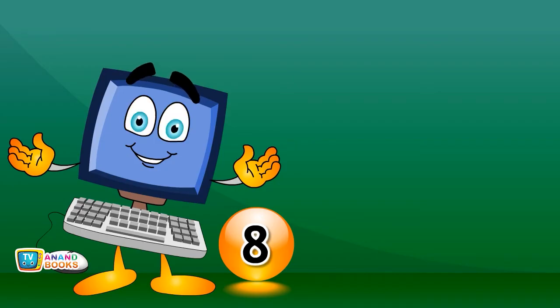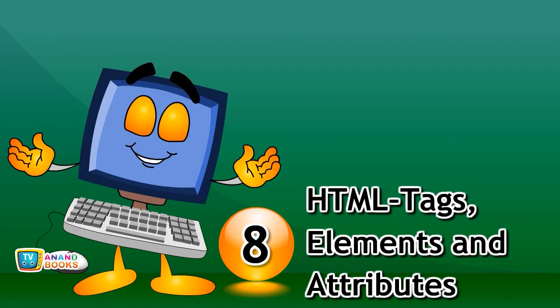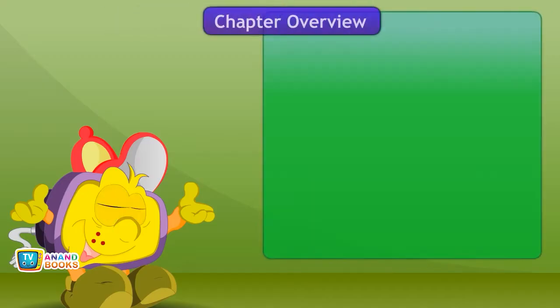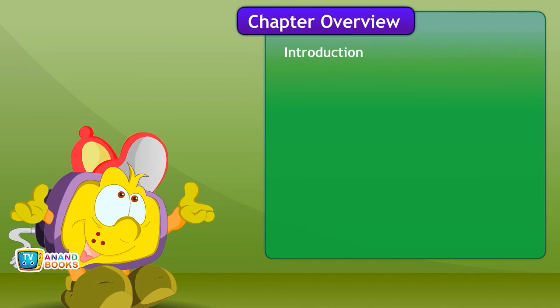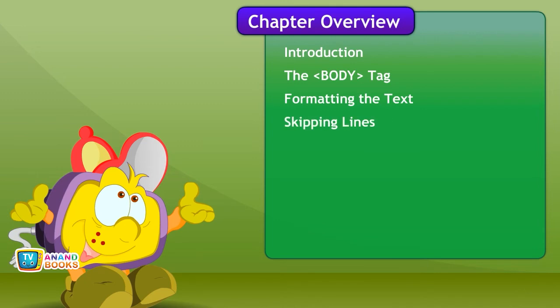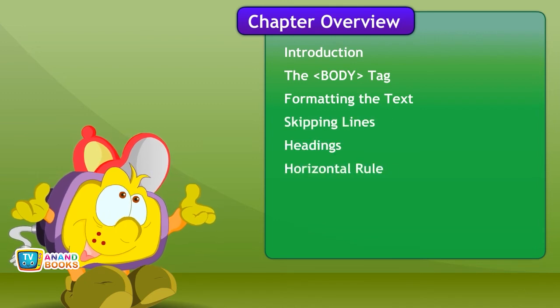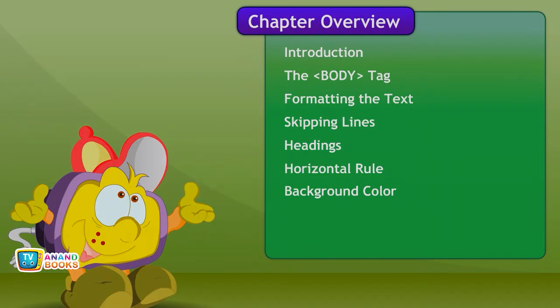Chapter 8. HTML Tags, Elements and Attributes. Chapter Overview. Introduction. The body tag. Formatting the text. Skipping lines. Headings. Horizontal rule. Background color.